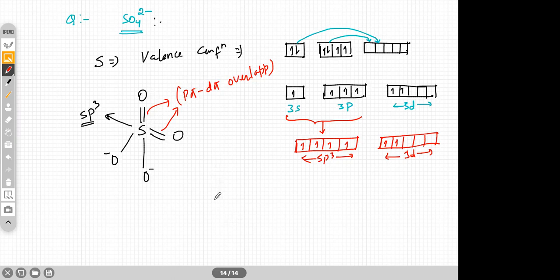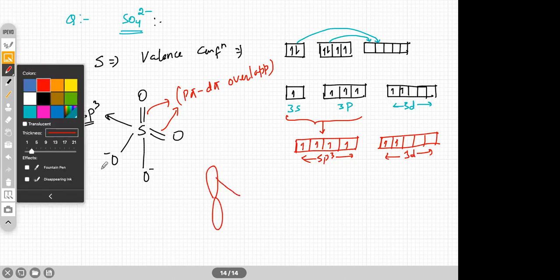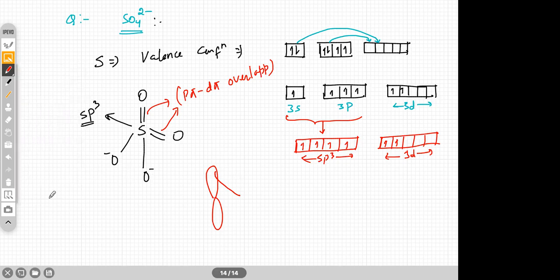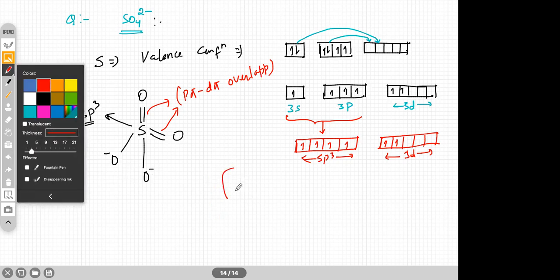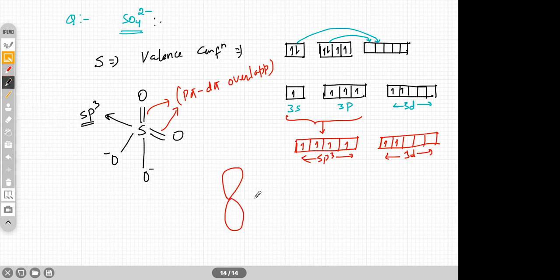P pi d pi overlap looks like this. This is the p subshell and the d subshell. Just a second. The p subshell is this, and d is this. This overlap we have. See this? If you imagine along this line, we have the internuclear axis, and this is the p pi d pi overlap. Did you get it?